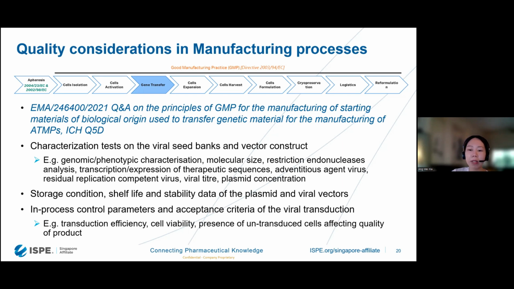It is also important to conduct stability studies to ensure that desired quality attributes are maintained throughout the cell shelf life. An optimum viral transduction is achieved when there is a high transduction efficacy, high cell viability, and transduction has low impact to the properties of the cell. Thus, it is important to identify control parameters and set acceptance criteria to optimize viral transduction.